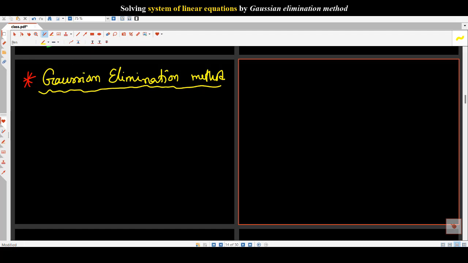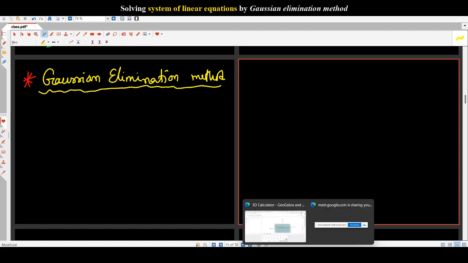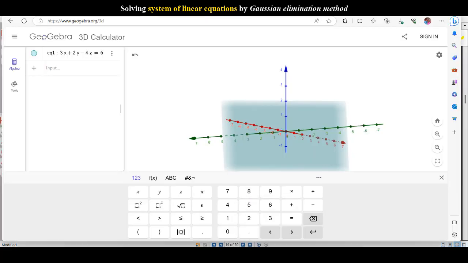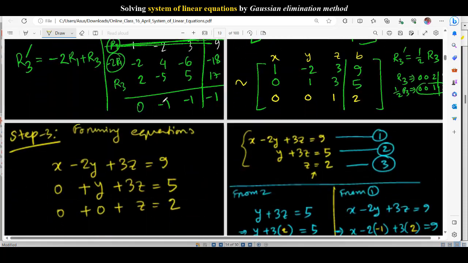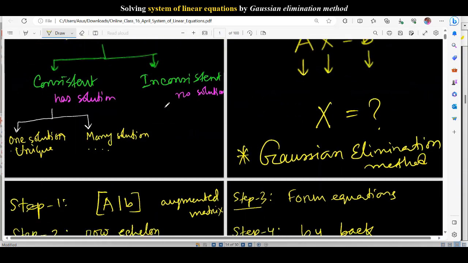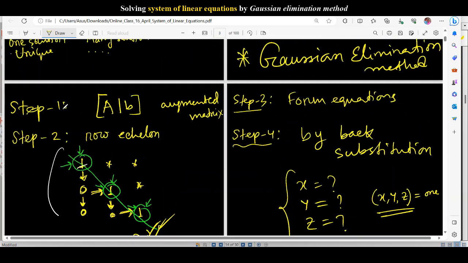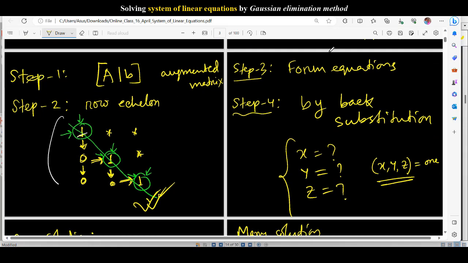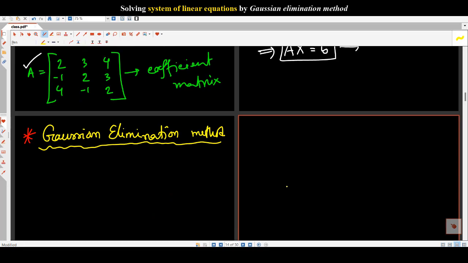So what is Gaussian elimination method? I have already written here. There are some steps that you have to follow. So you can see that there are 4 steps: step 1, step 2, step 3, step 4. So let me describe all these steps.